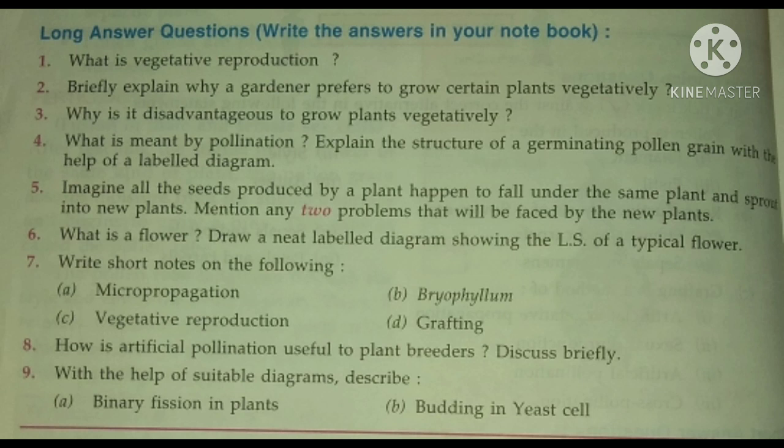Next, Bryophyllum. Write short notes on Bryophyllum. You can go to page number 17, where you will get reproduction by leaf. Leaves of some plants such as Bryophyllum produce buds in the notches in their margins. When such leaves fall on moist soil, the buds in the margins begin to grow into tiny young plants. So that is Bryophyllum.